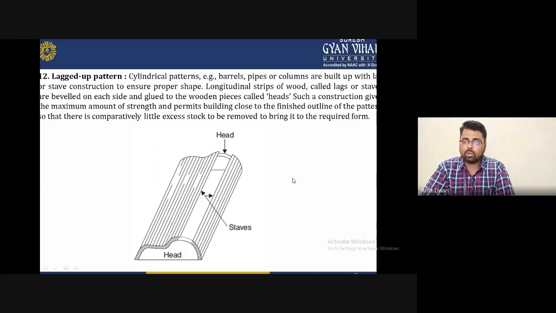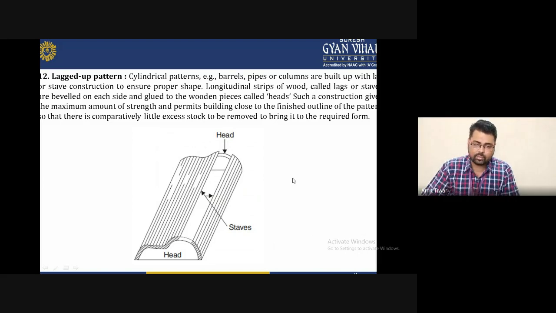So for that we can say that the longitudinal strips of wood or a tall leg or staff band together to let the wooden pieces hold its head, and such a construction gives the maximum amount of strength and the permissible building close to the finishing outline of the pattern, so that there is a little excessive stock to be removed to bring it to the required form. So this type we basically use for making the design.